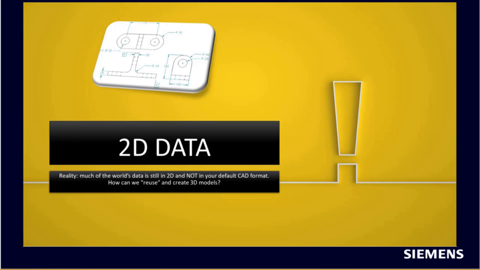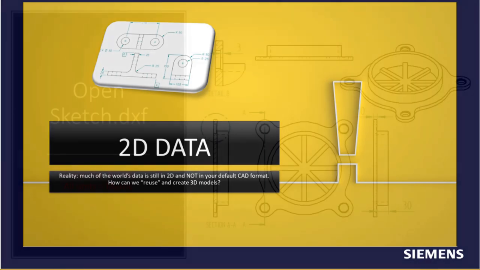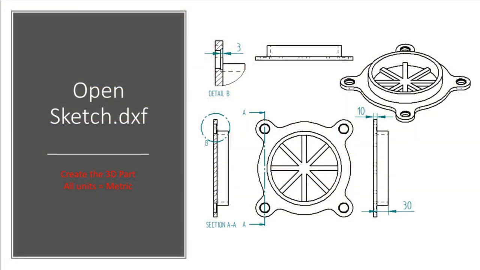The reality? Much of the world's data is still in 2D and not in your default CAD format. So let's look at how we can reuse some of this 2D data and create a 3D model from it. To get started, open sketch.dxf, and that's an AutoCAD format.